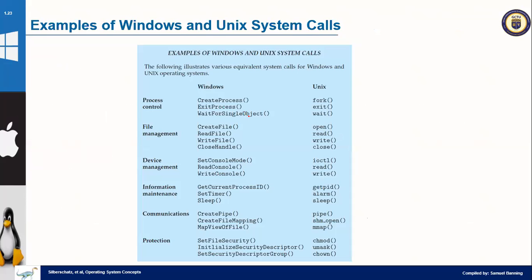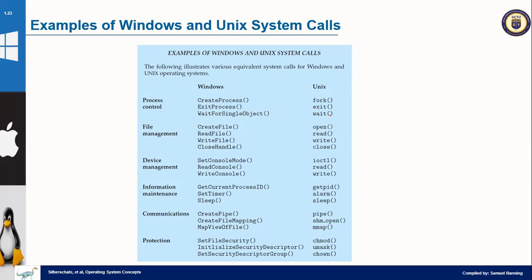Now, if you look at this diagram here, this is a summary of all the system calls under the various categories we've talked about, both Windows and Unix. Okay, so process control in Windows, these are the system calls: create process. Its equivalent in Unix is fork. Exit process in Windows, its equivalent in Unix is exit. Wait for single object, its equivalent in Unix is wait.